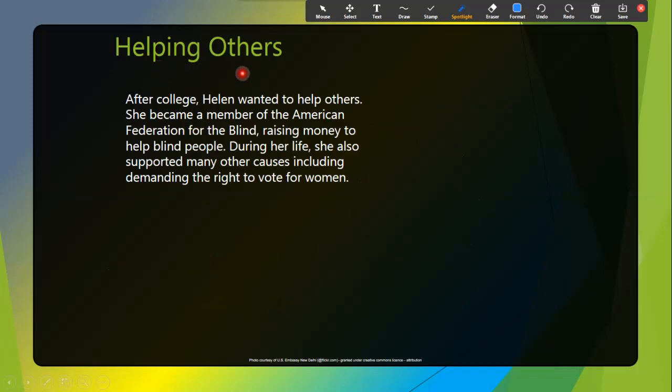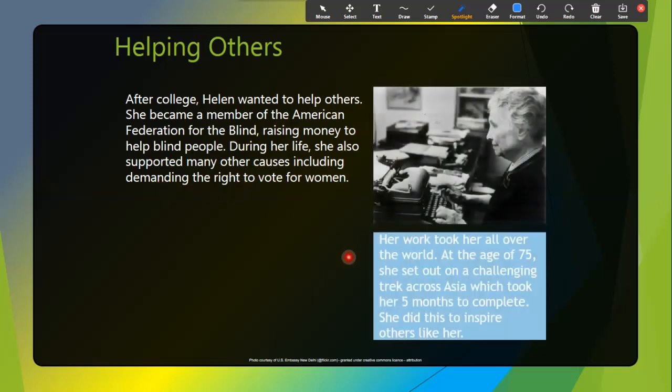After helping others, Helen started to think that she needed to become a member of the American Federation for the Blind. She started raising money for helping blind people during her life. And she also supported many other causes, including demanding the right to vote for women. And this is her picture before she died.